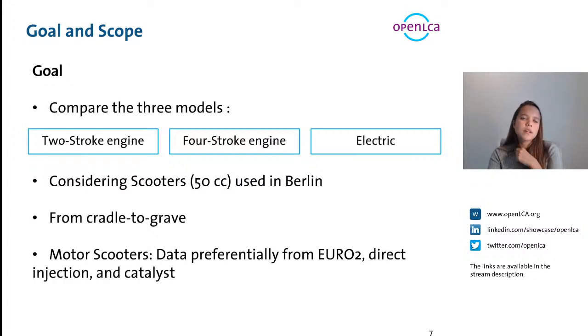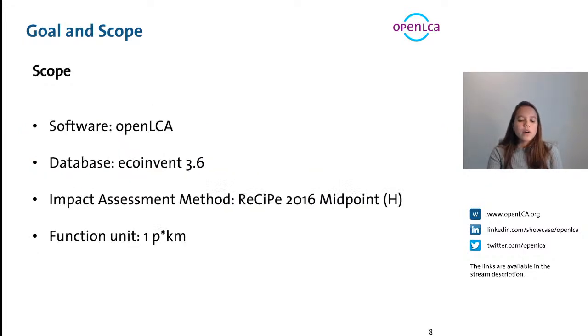For the motor scooters, we need to collect a lot of data, but preferentially we are collecting data from Euro 2 models, considering direct injection and the use of catalyst. So when you are performing a study like that, you always need to be sure which type of data you are collecting. Regarding the scope, the software that we are going to apply is openLCA. As Pia mentioned in the beginning, we use the Ecoinvent 3.6 database. The impact assessment method that I chose is ReCiPe midpoint. And the functional unit is 1 person kilometer. Besides that, we also need to define our system boundaries.